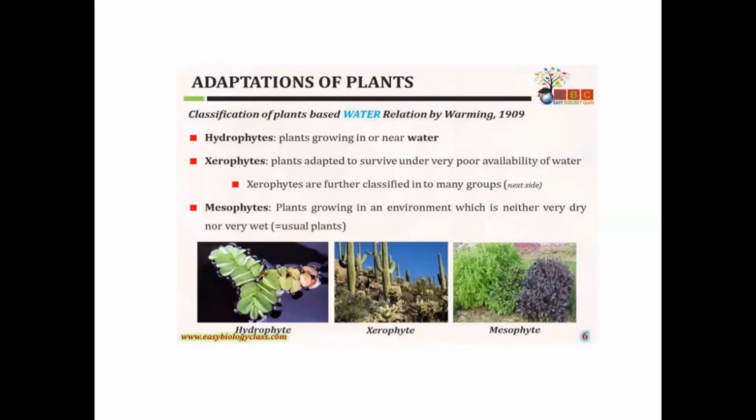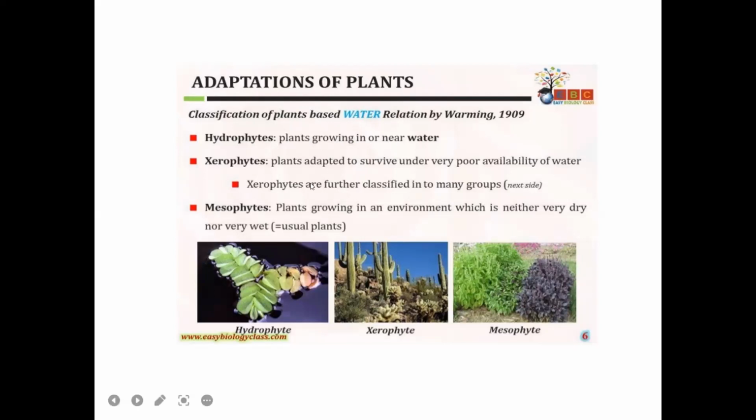Again, the plants are classified into different types based on water relation. Based on the water relation, the plants are classified into different types by Warming. The first one is the hydrophytes. Hydrophytes are the plants growing in or near the water surface. They grow near water bodies or in water bodies. They are the plants which require water for their growth.